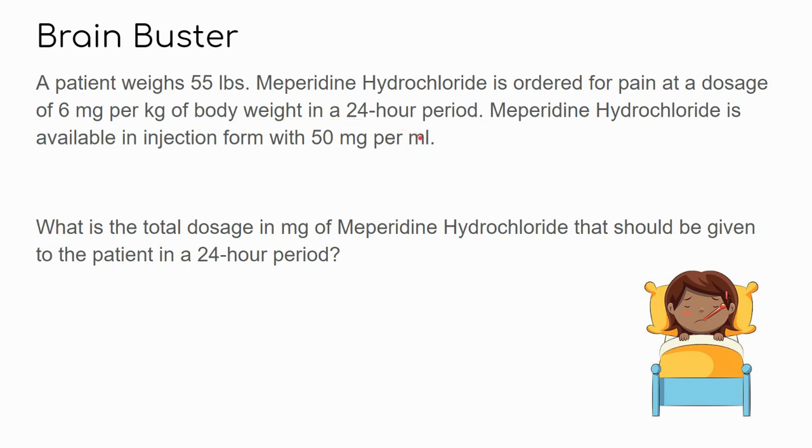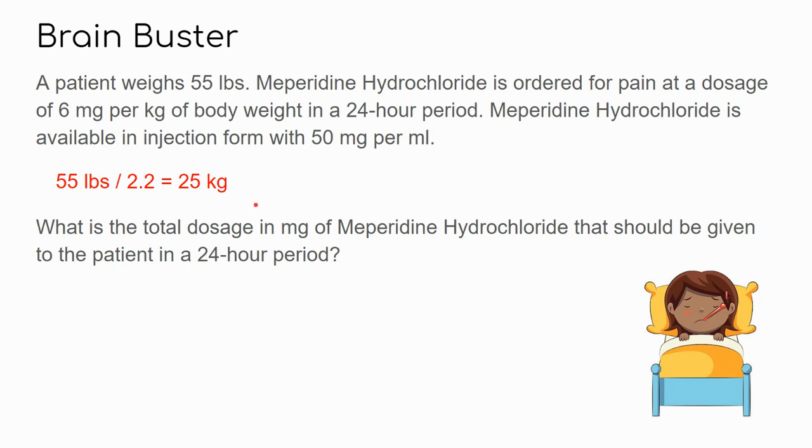Okay, in one day, a 24-hour period. Meperidine is available as an injection. We're going to do 50 milligrams for every 1 milliliter. What is the total dosage that should be given to the patient? Well, here's the first thing. They weigh 55 pounds. I'm going to make that number smaller, turn it into kilograms. My patient weighs 25 kilograms.